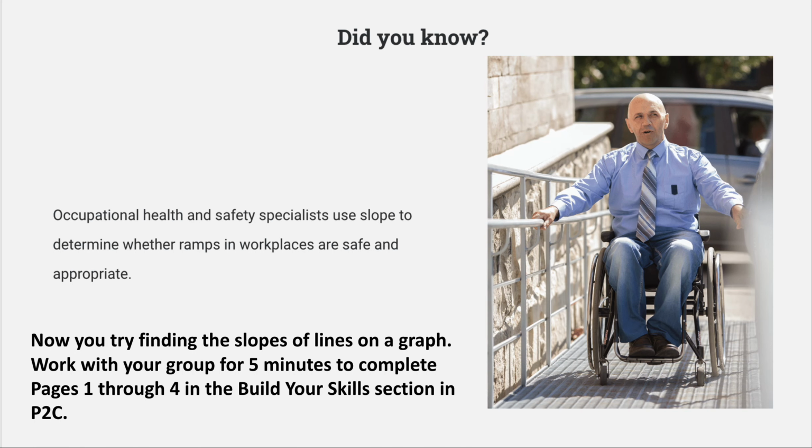All right, guys, did you know that occupational health and safety specialists use slope to determine whether ramps in workplaces are safe and appropriate? Do you see him going up this ramp? What would happen if it was too steep? Yes, he would have trouble getting up it. And if he's having trouble getting up the ramp because it's too steep, he might get tired and roll backward. That is a hazard to his safety. And what happens if there's no slope? Well, perfect. If this is the ground and this is the door, he's never going to get to the door.